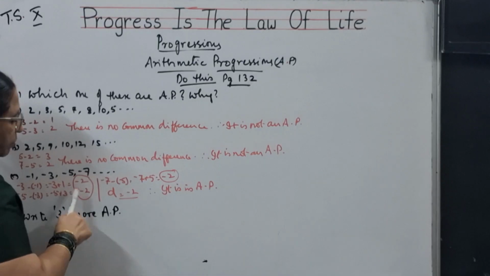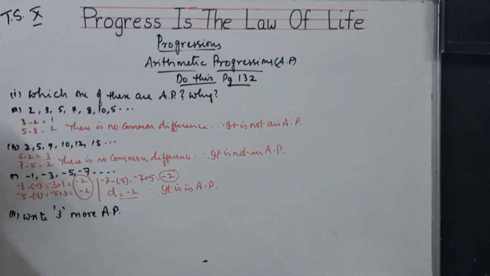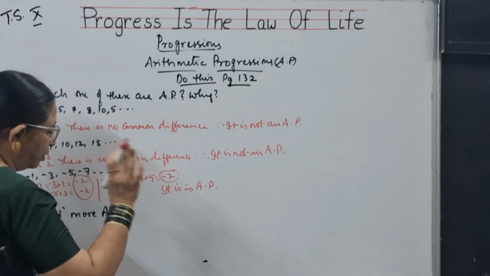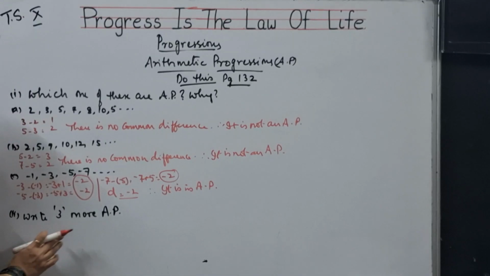When I subtract, I got the same number. That is common difference minus 2. So it is in AP. Now the second bit is you have to write 3 more APs. 3 more APs means apart from the given ones, anything else.